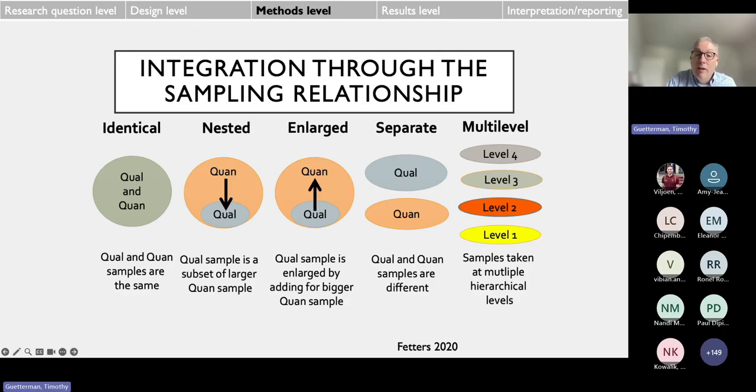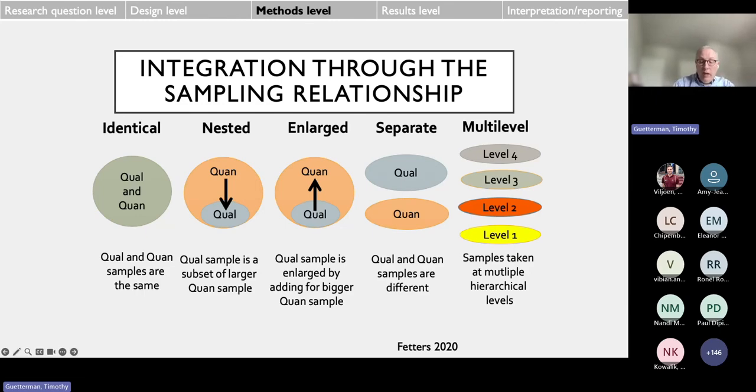We could potentially have entirely separate samples, usually from the same population. An example here would be, let's say we're developing an instrument, and we want to start qualitatively by talking to individuals about what's important to them, and then we're going to develop a survey. Well, we would want to test that with a different group of individuals, people who haven't been exposed to it through the interviews.